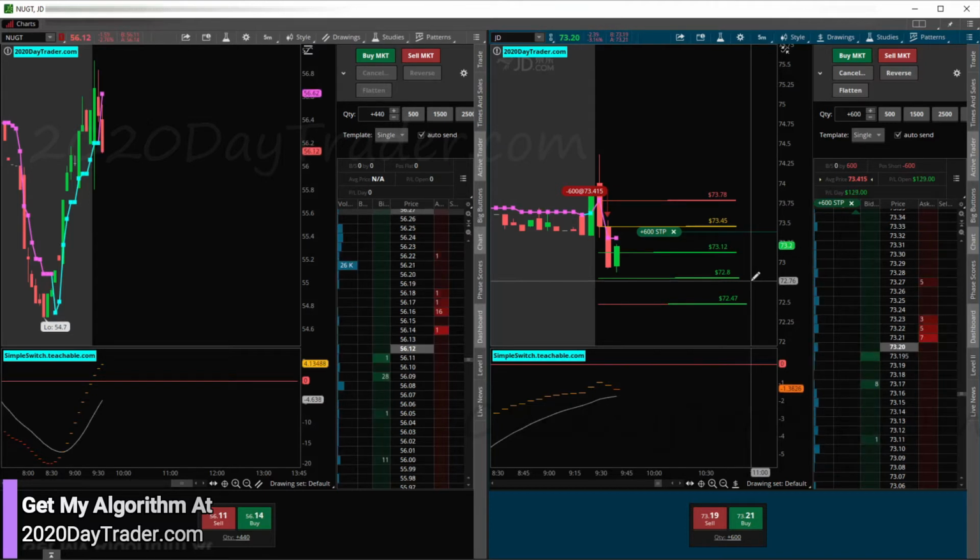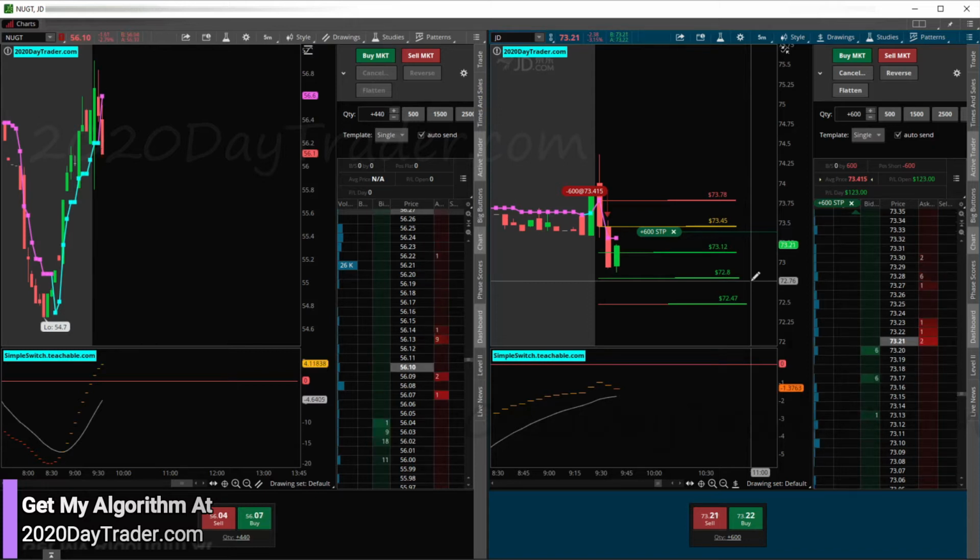We got about 2 minutes. It's a long time for this candle to go. So we'll see what it does.